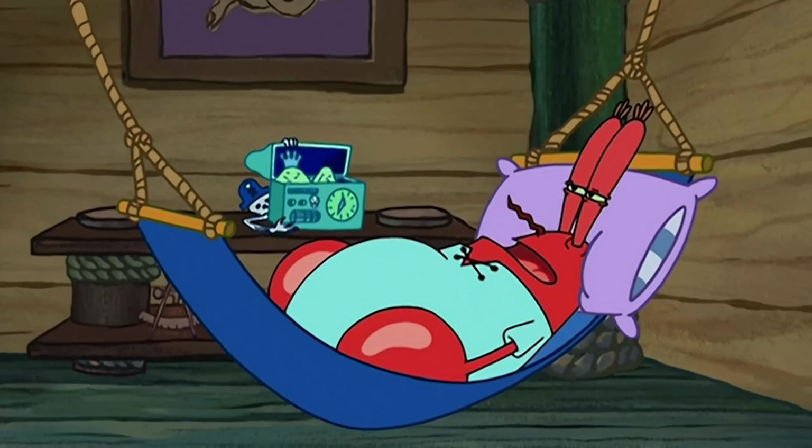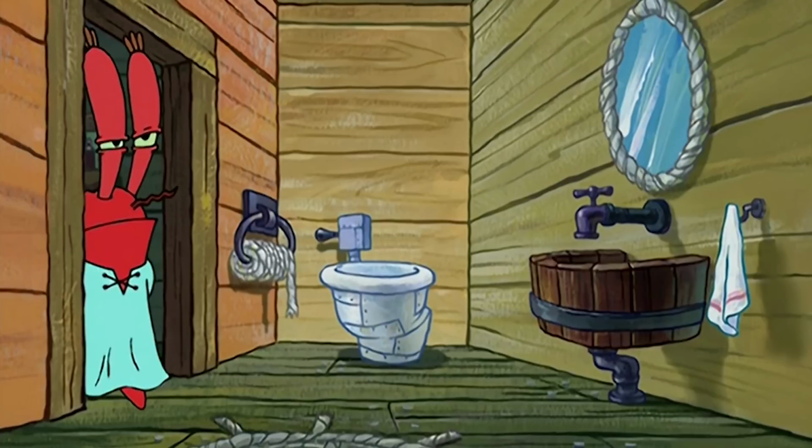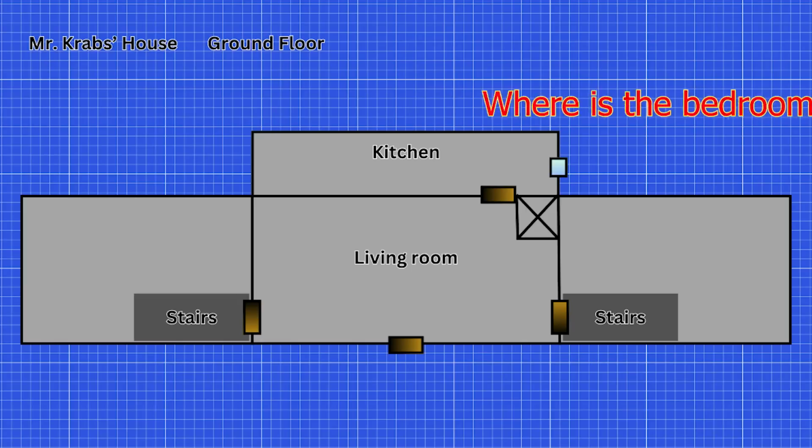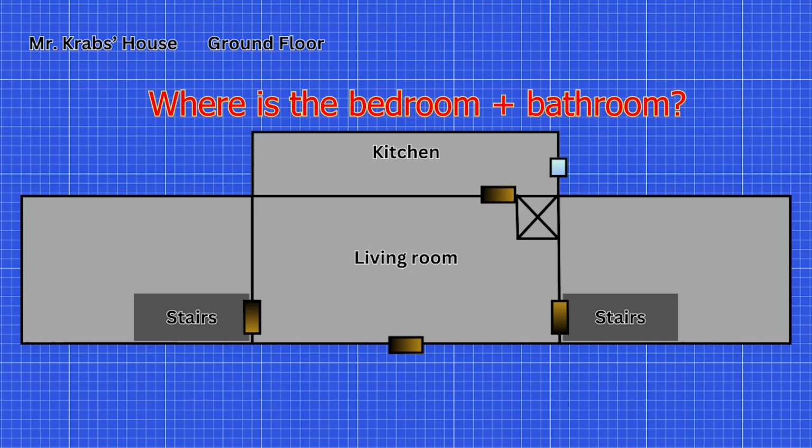Krabs' bedroom, and then Eugene gets up and walks to this bathroom. So I'm guessing that the bathroom is on the same floor as the bedroom. The bathroom could also be directly connected to the bedroom, but I'm not sure about this. And then there is also this room that looks like the kitchen. So where could the bedroom and the bathroom be?